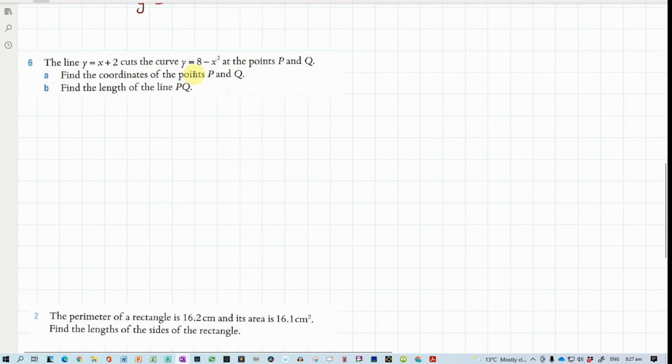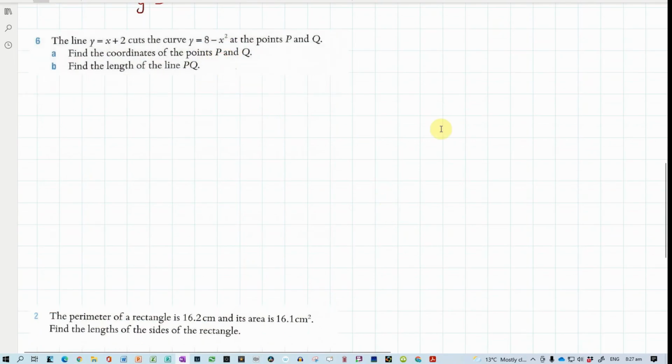This one here is a word problem, but it's the same kind of thing. We've got a line that cuts a curve at points P and Q, and we've got to find the coordinates of P and Q. Well, I will show you how to do the first part of that. So x plus 2 equals 8 minus x squared. I'm going to bring everything across to the left-hand side. When I bring that 8 across, I'm subtracting it, so it's x squared plus x minus 6 equals 0.